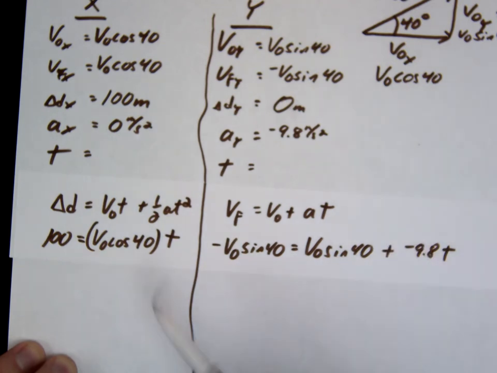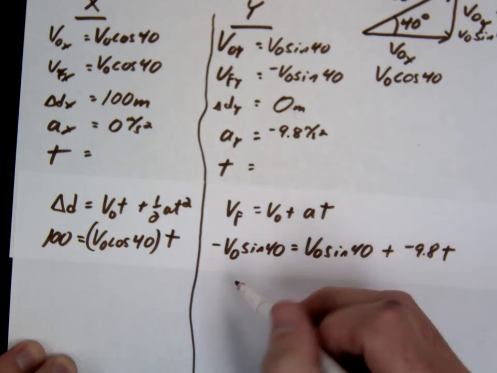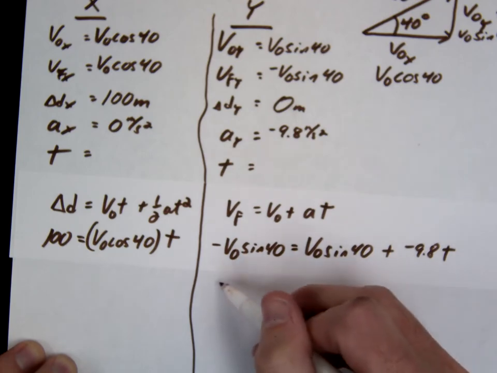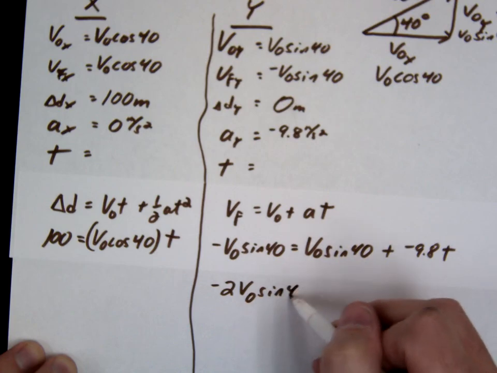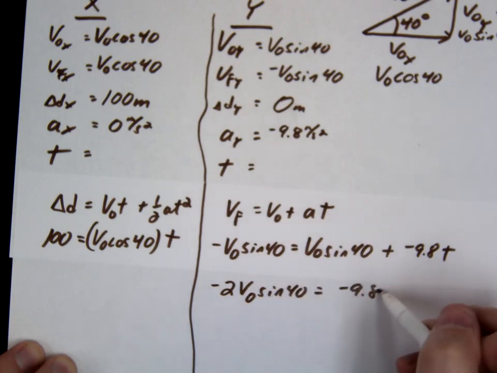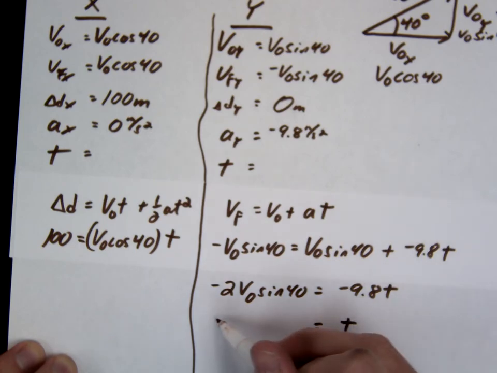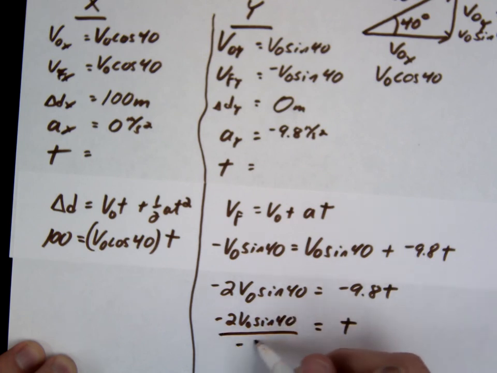Okay, so we're now going to solve for t and substitute in. You have a choice. You can choose either one to substitute for t or solve for t. I'm going to choose the one on the right. So let's subtract this. So when we subtract V0 sine 40, we get negative 2 V0 sine 40 equals 9.8 times t. Negative 2 V0 sine 40 over negative 9.8.